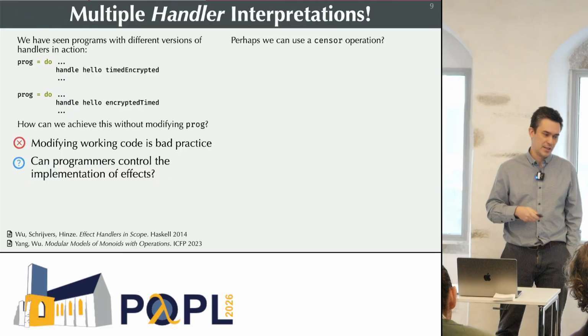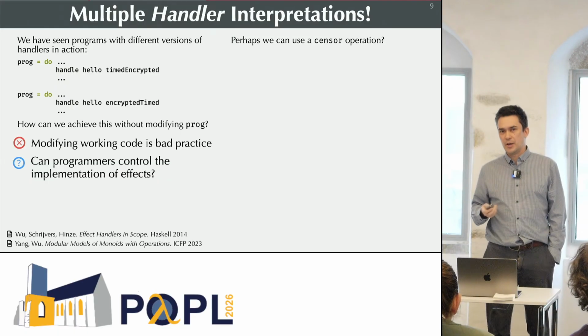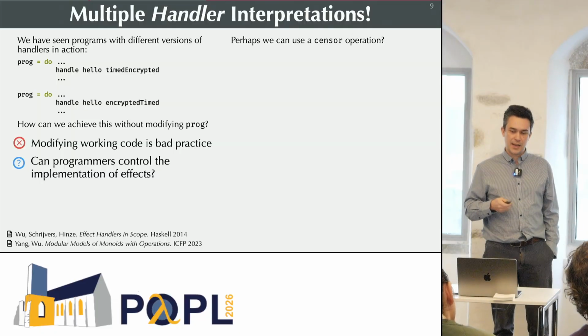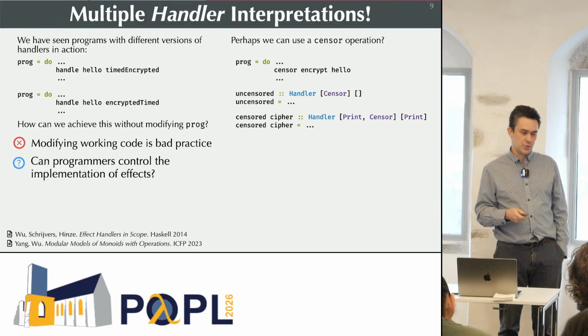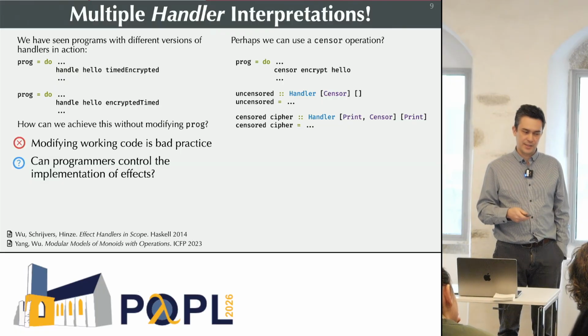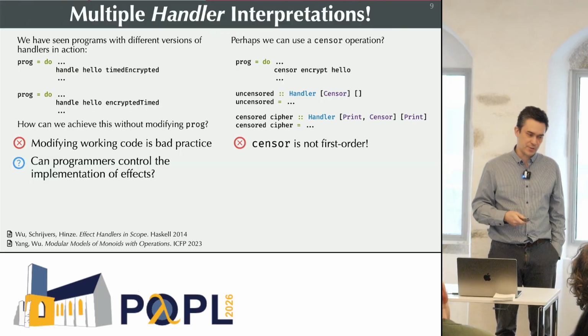That would be nice. So perhaps along the way we decide what we're going to do instead is have a sort of censor operation. So here we have some kind of censoring with an encryption scheme, and then we might have two handlers that deal with that censoring and do it in an uncensored or a censored version.